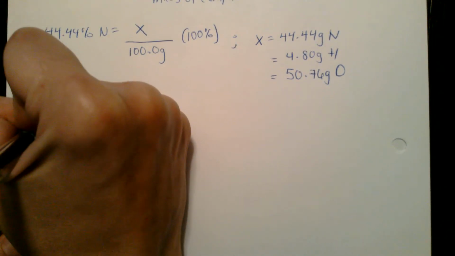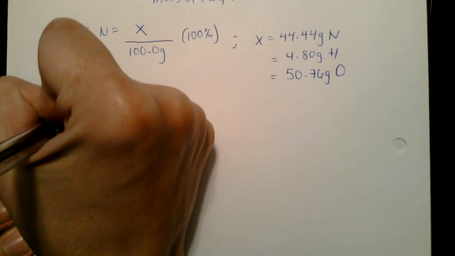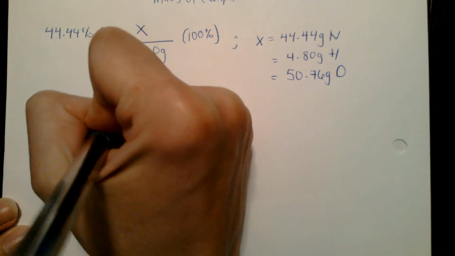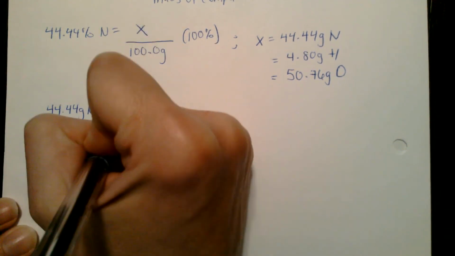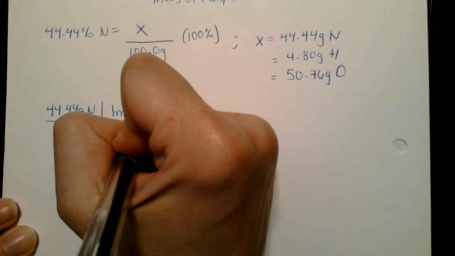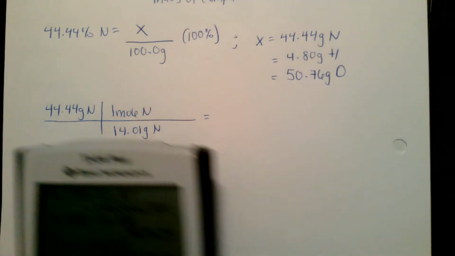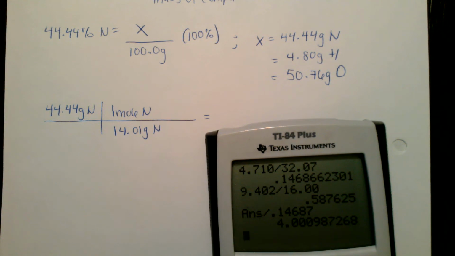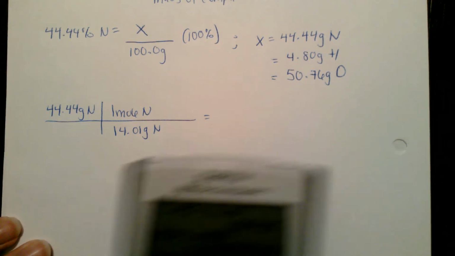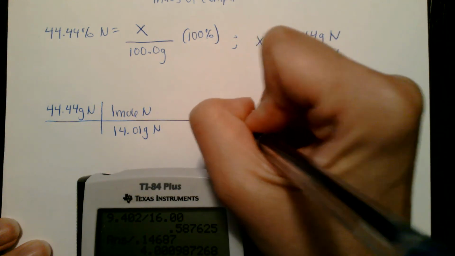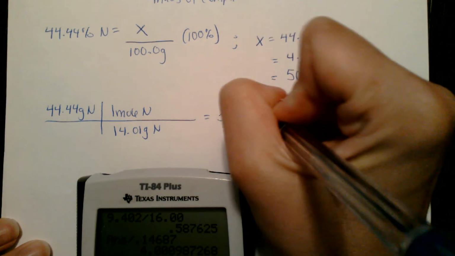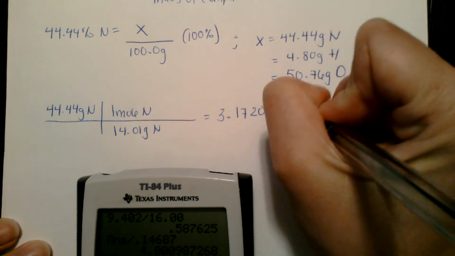And so we'll start with nitrogen. We have 44.44 grams of nitrogen. So nitrogen, we have 1 mole of nitrogen per 14.01 grams of nitrogen. Okay. So 44.44 divided by 14.01, that gives us 3.1720 moles of nitrogen.